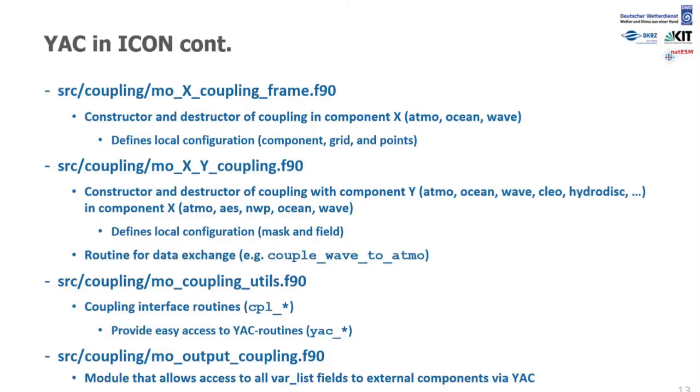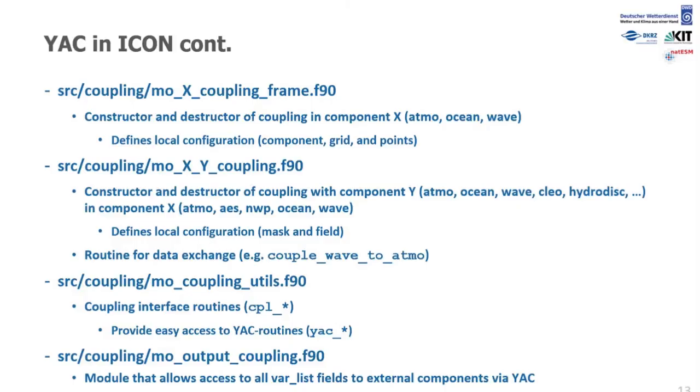And in addition to the constructor and destructor, these files usually also contain something like couple wave to ICON. Names might look a little bit different, but are rather readable, meaning this is from the wave Atmo coupling F90, and this is called in your time loop when the wave wants to communicate with the atmosphere.